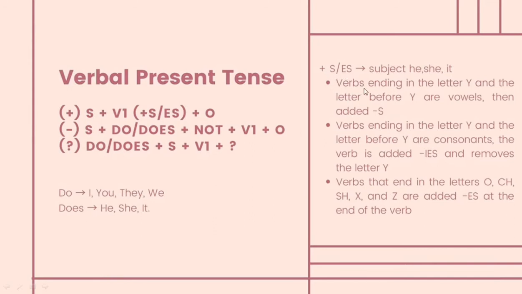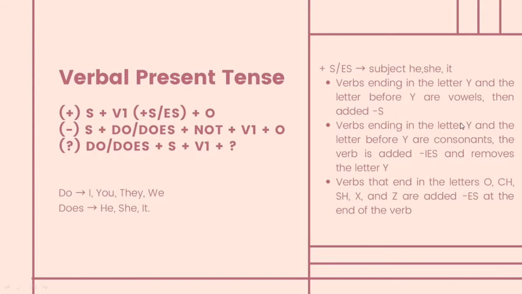For example, verbs ending in the letter Y where the letter before is a vowel. Vowels itu huruf vokal ya. A, I, U, E, O. Ya, then add S. For example, if the subject is he, you have to say, not he say, but he says. Okay. Another example, she buy is wrong. The right one is she buys. So plus S.